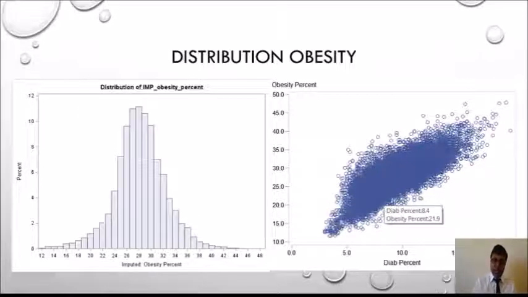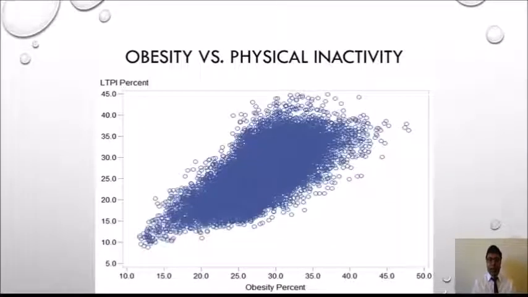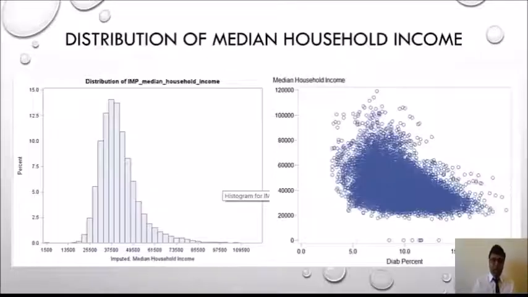Now we can see that there is a positive relationship: when diabetes percent is increasing, obesity is also increasing. Same is the case with physical inactivity. This is also normally distributed data, and this also has a positive relationship. Now coming to obesity and physical inactivity, even these two look like they do have some kind of positive relationship.